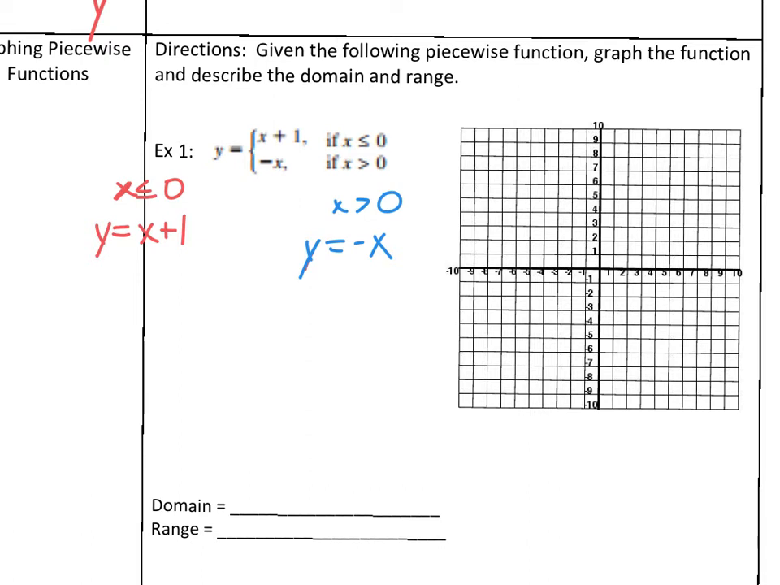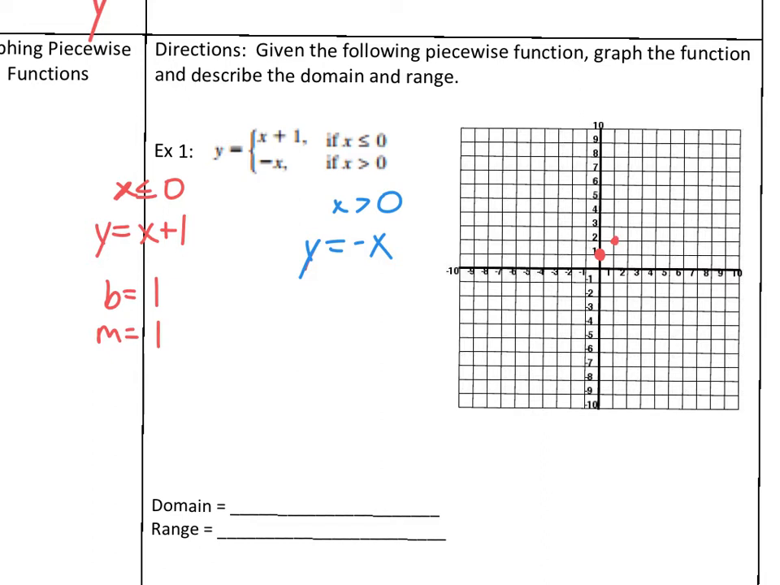Okay? So on that first one, what's the b value? 1. And what's the slope? Also 1. So I'm going to go ahead and just plot that whole line. So if I know that the b value is 1, I can put that on my y-axis. A slope of 1 means up 1 over 1.